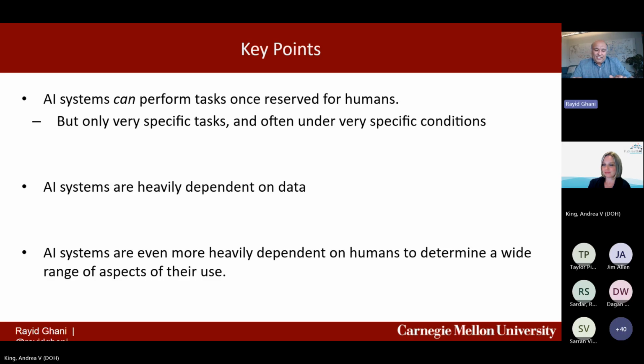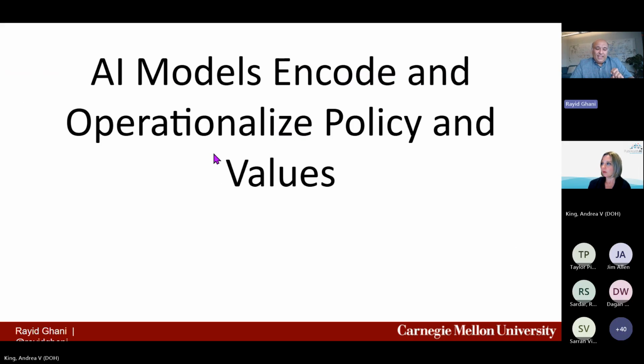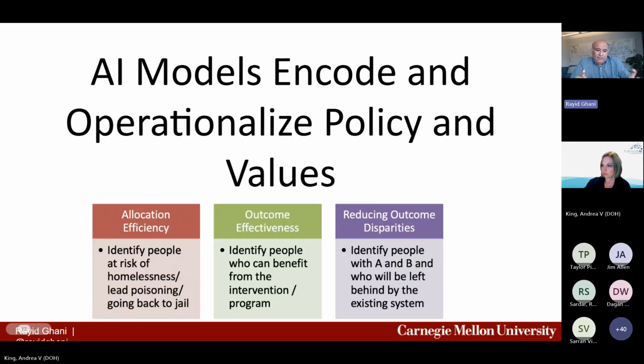If you go to the next slide, I'll jump into a couple other things quickly. So this is the main thing, right? A lot of these models, all the decisions are being made. Who matters more? What mistakes can you make? What do you care more about? If you click, it's going to animate that. For example, if you care about efficiency, you're going to have it prioritize. I want to make sure that I allocate resources to people who are going to be at risk of something: homelessness, lead poisoning, going back to jail.